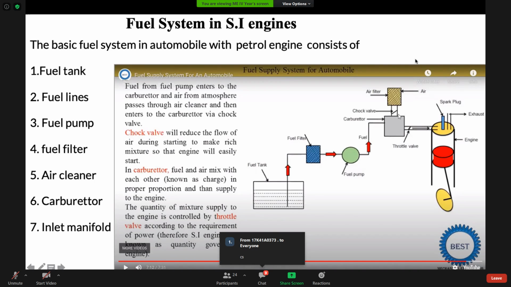Okay, so I can see many students have written CS. It means all of you have drawn this diagram. Let's move on to the next slide.